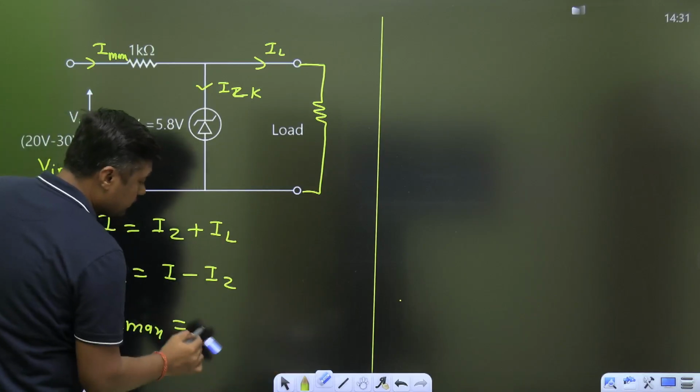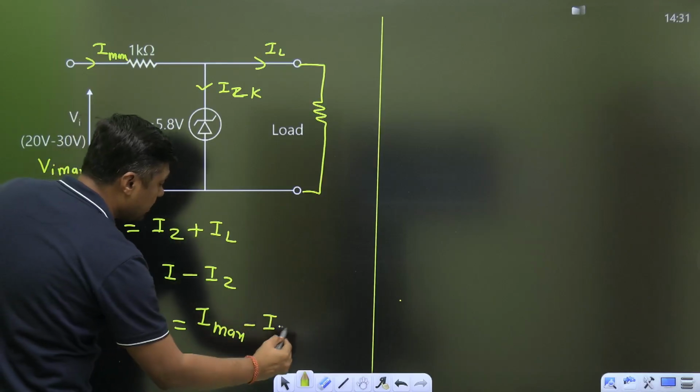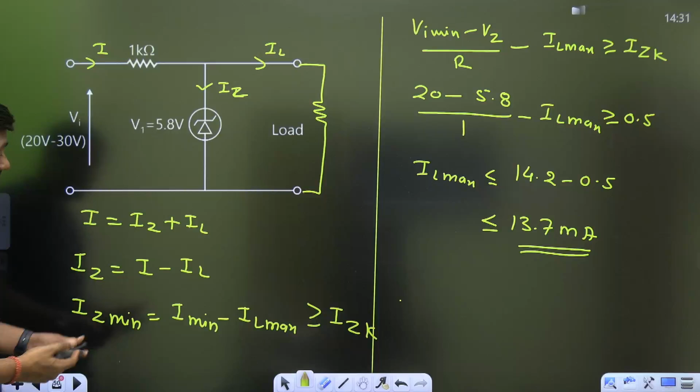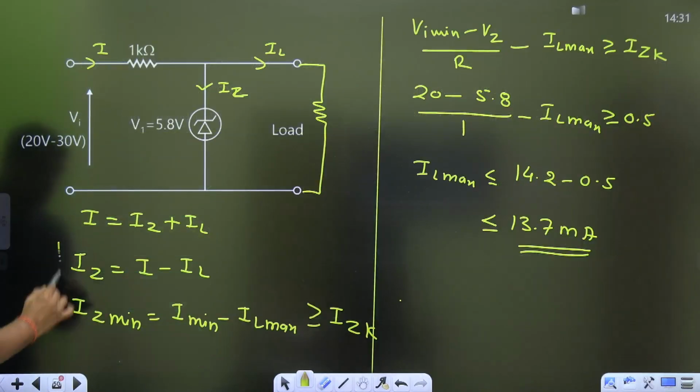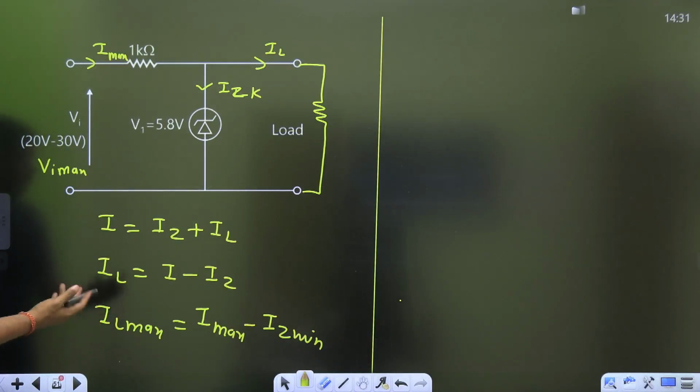I maximum minus Iz minimum. Guys, you are using this formula, but that is wrong. We have to use this formula. Always, just to satisfy the condition, you have to use this formula. But if you use the other one, why is it wrong?